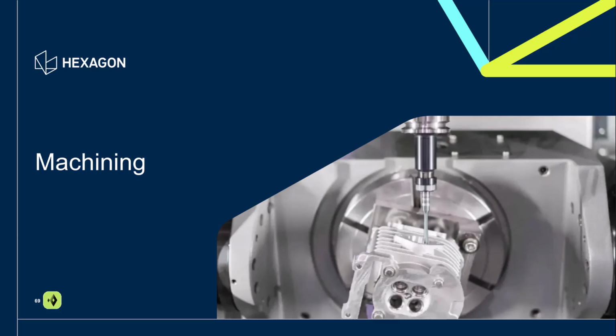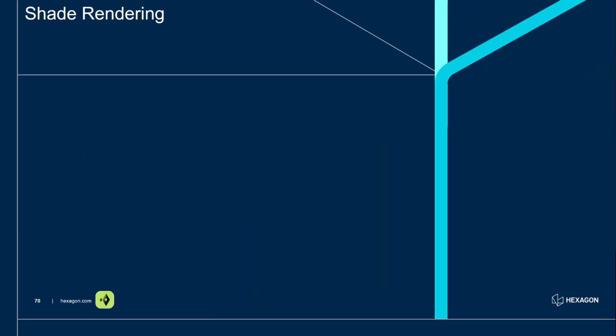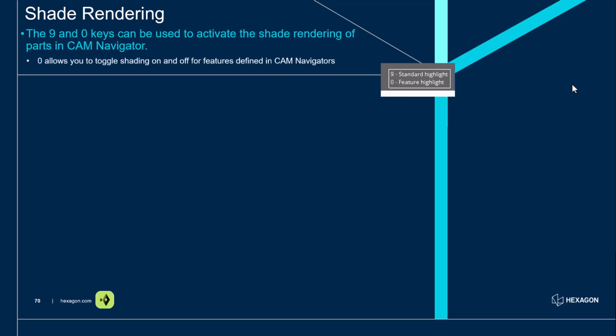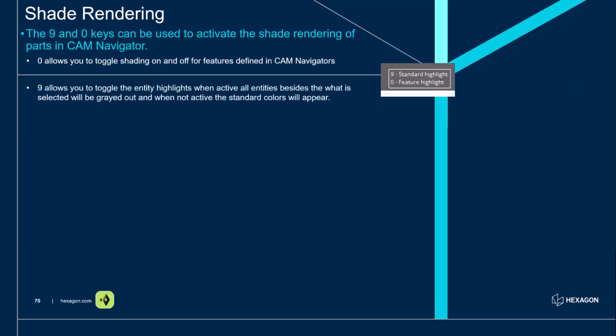Now we're going to talk about what's new within machining. We'll start with shade rendering. The 9 and the 0 key can be used to activate the shade rendering for parts in Cam Navigator. For example, the 0 key allows you to toggle the feature shading, so the feature will appear as wireframe or shading by toggling the 0 key. The 9 key allows you to toggle between standard highlight and the new highlight functions.